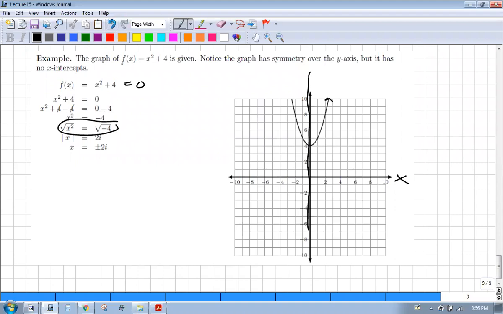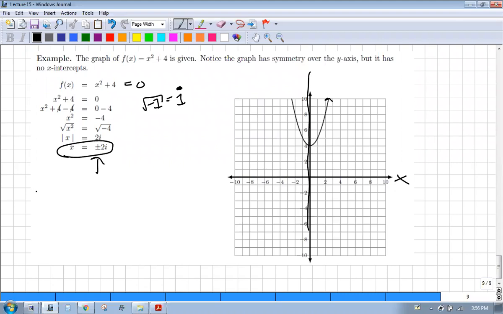When you take the square roots, we have the square root of a negative number. Remember, the square root of -1 is your imaginary number i. So you end up with x is positive or negative 2i. Those are your roots. They're just not on the x-axis because they're not real numbers.